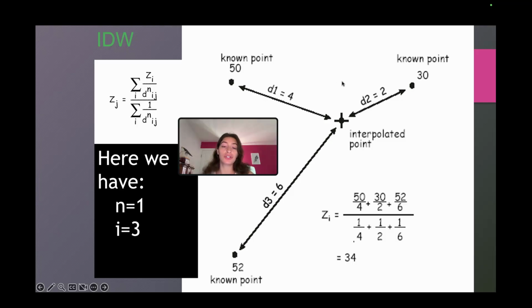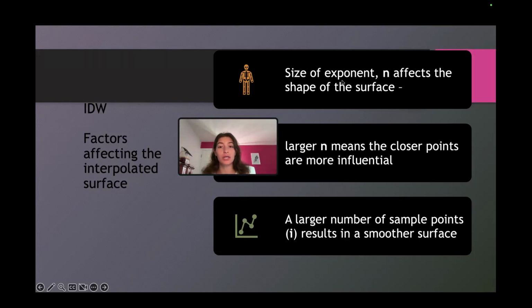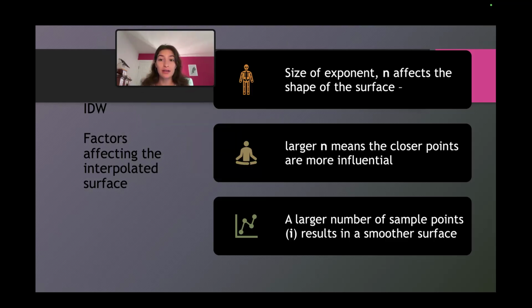And here I'm actually going to just skip us through that because you don't need to know this. For IDW, these are factors that affect the interpolated surface. The size of the exponent, which is n, that's going to affect the shape. A larger n means that the closer points are more influential. A larger number of sample points, which is I, results in a smoother surface.